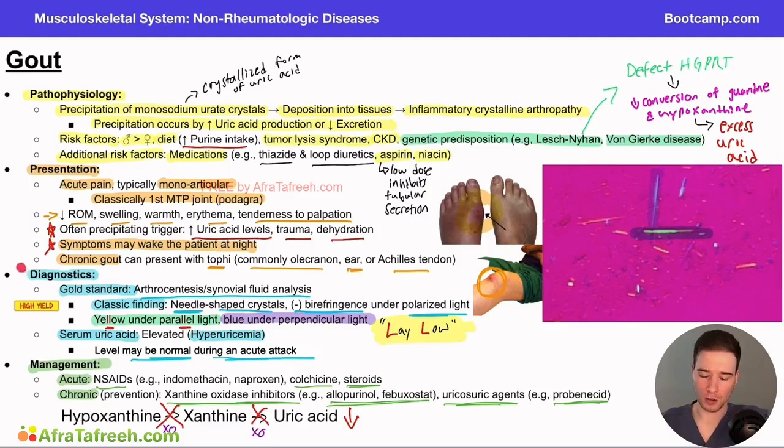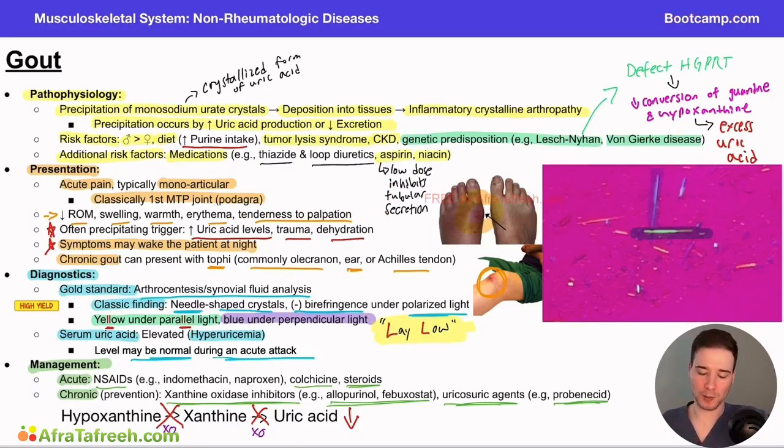Our diagnostics are going to include our arthrocentesis with our synovial fluid analysis. The very classic and high yield finding is the needle-shaped crystals with negative birefringence. This is so high yield because it contrasts with calcium pyrophosphate deposition disease, which will present similarly in the patient, but will have rhomboid-shaped crystals with weakly positive birefringence.